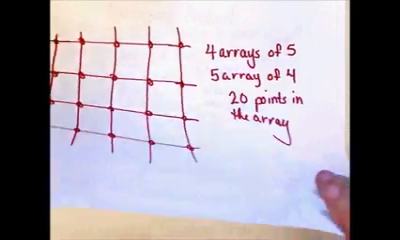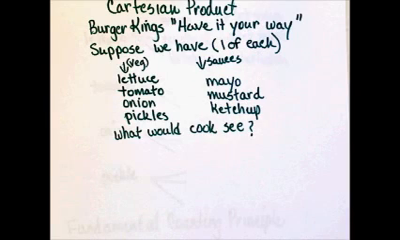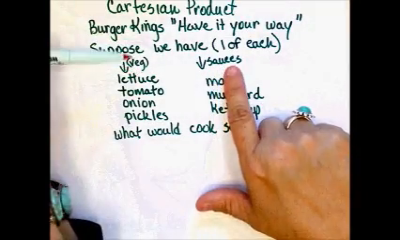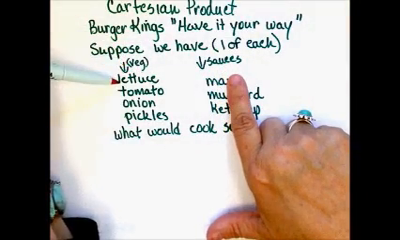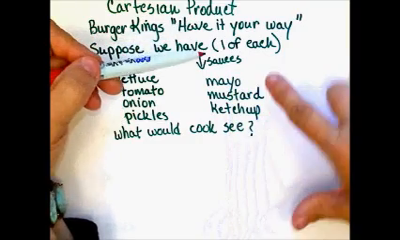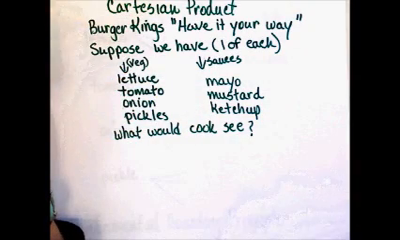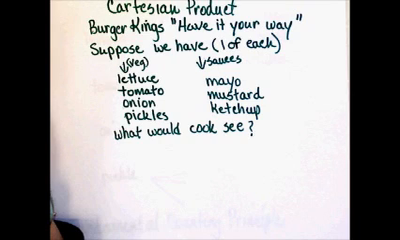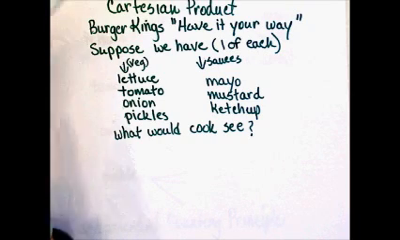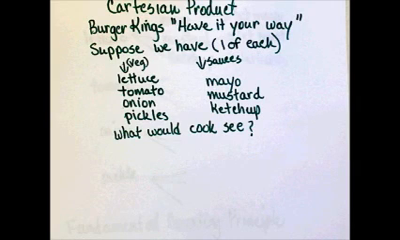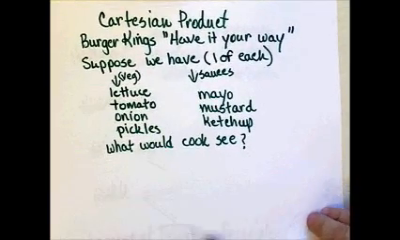Okay, another model we have is one that you're familiar with, and I call it Burger King's Have It Your Way. Okay, it's the Cartesian product. So let's suppose that we can pick one of each of these. We can pick one vegetable, so we've either got lettuce, tomato, onions, or pickles, and we can pick one sauce, mayo, mustard, or ketchup. So if a server at a restaurant actually punched the button for a Whopper with those kinds of things on it, what would the cook see who's actually making the Whopper? Well, let's take a look at it.